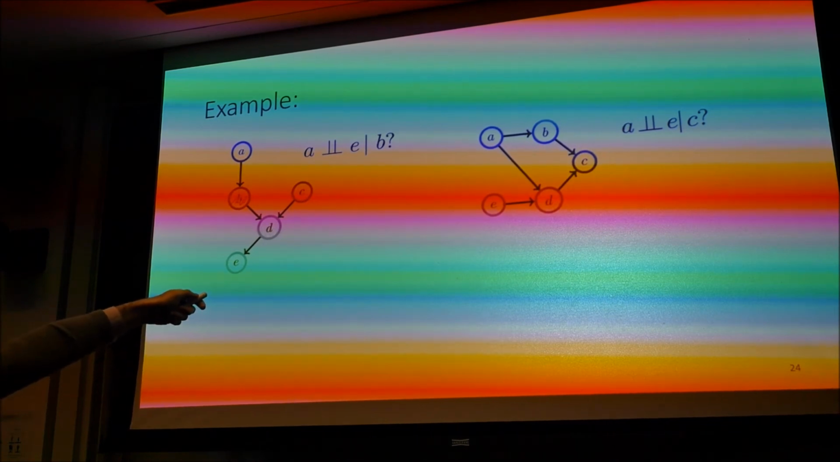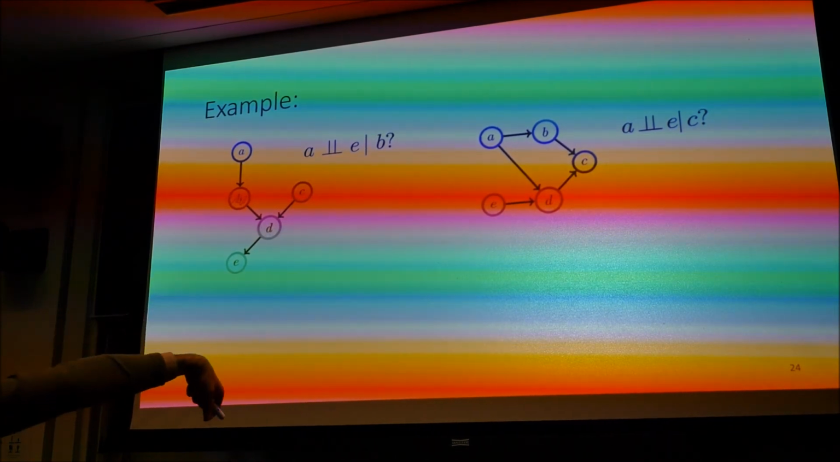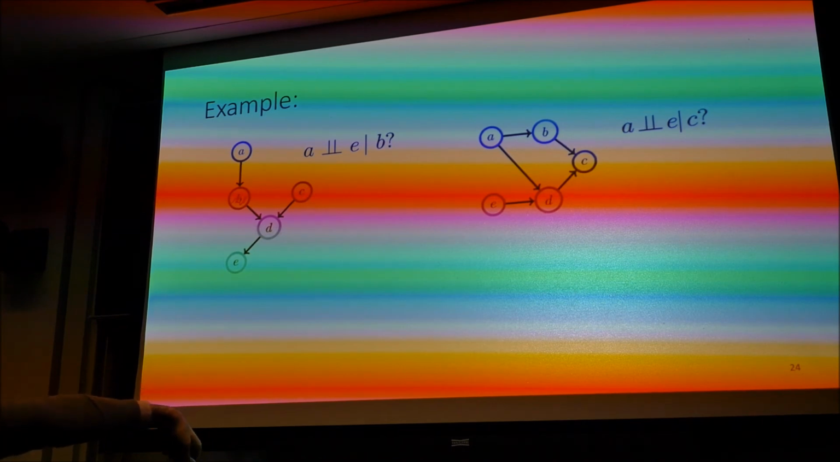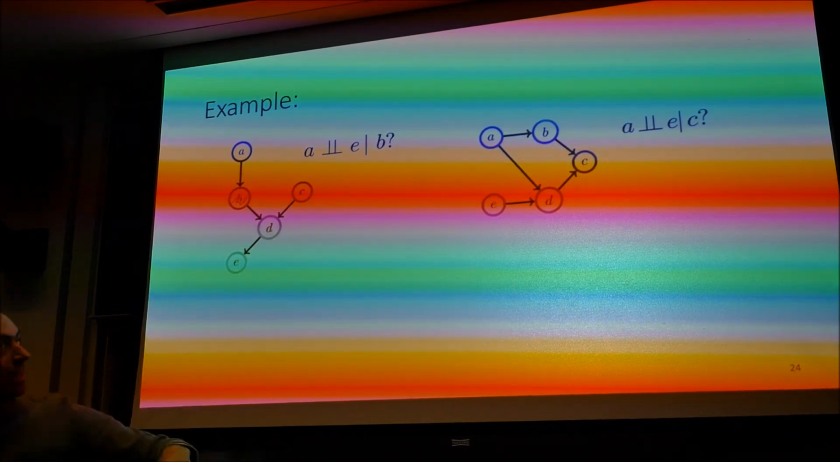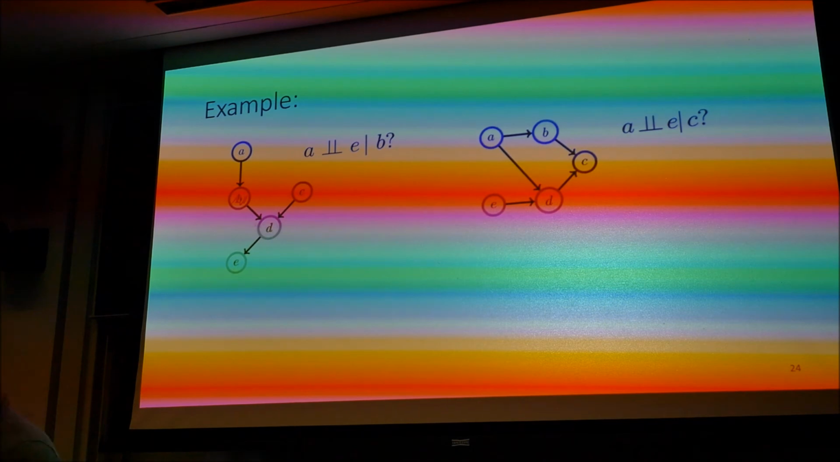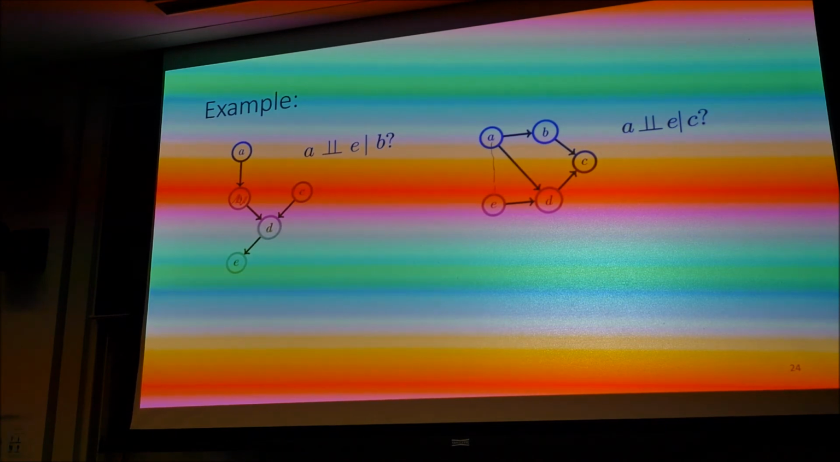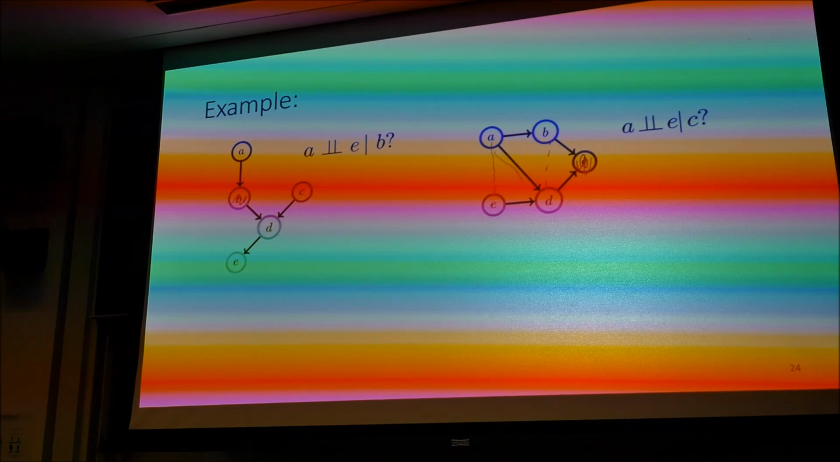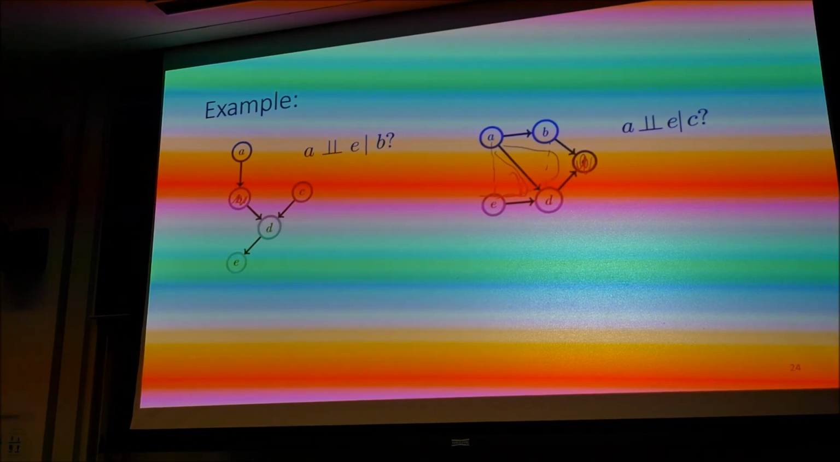So how can I moralize it, by the way? Whom should I connect? Whom should I marry? A and E. A and E should marry. Why? Because they are the common parents of D. Okay. Anybody else? B and D. B and D should be married. Okay. So if I condition on C, I can still go to E, right? I can still go. Okay, sorry, my bad. I can go to this.